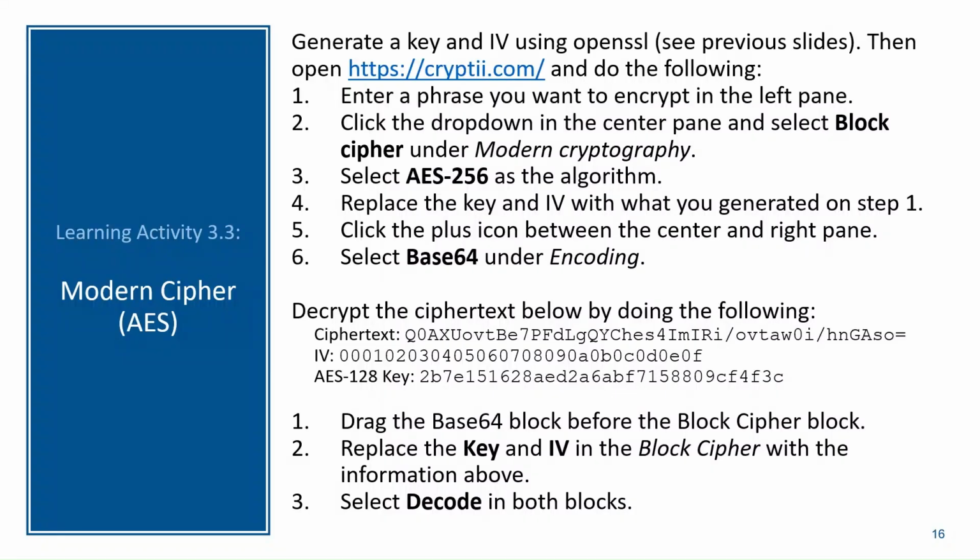So now try this learning activity, where I want you to first generate a key and initialization vector using OpenSSL, as we described previously. Then open Crypty.com and do the following. We are going to use a modern cipher to demonstrate how to do encryption. When you're done with those 6 steps, then we'll take the ciphertext below and decrypt it. So pause the video, try this on your own, and then come back to see how this is done.